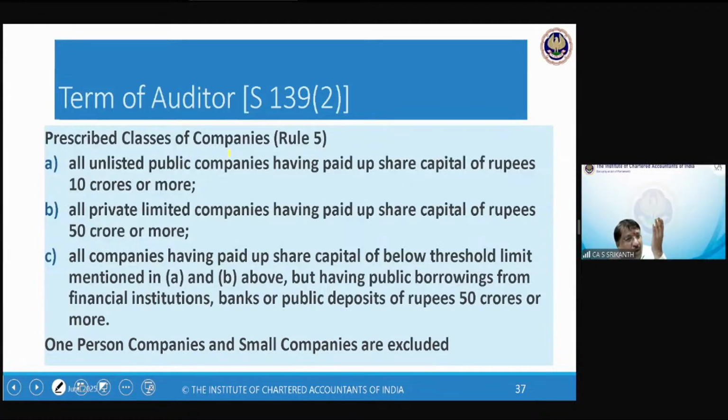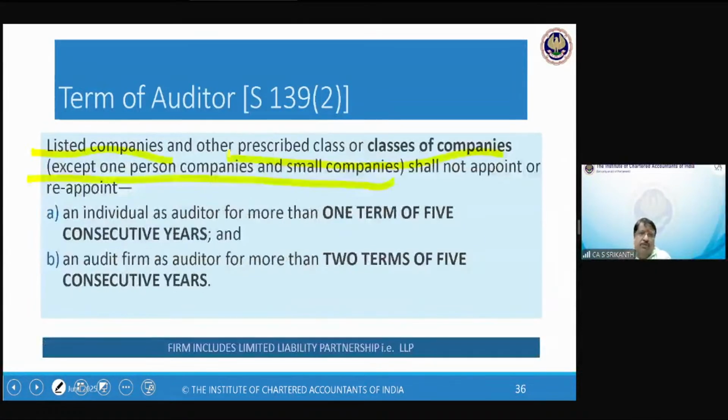Because today, small company limit is huge. Am I correct? So, even if they are crossing this limit, if it is a small company, only if you cross the small company threshold or this 50 crore public deposits, even then if you're a small company, you're not covered. You cross the small company threshold, only then you will come under the rotation. Okay.